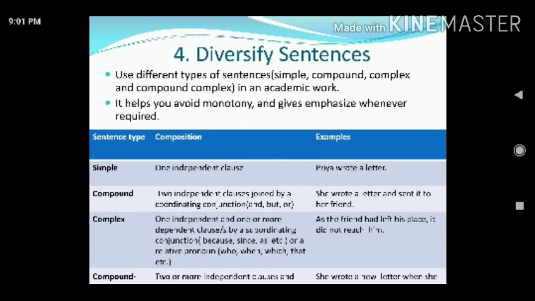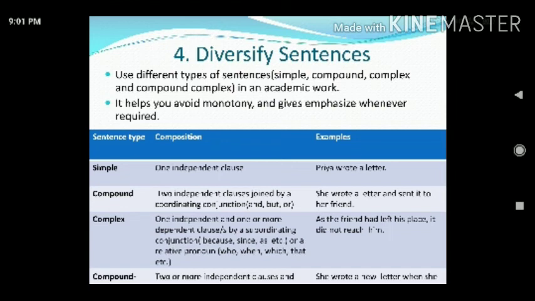The fourth element is diversify sentences. This means we have to use different types of sentences like simple sentences, compound sentences, complex sentence, and compound complex sentence in an academic work. It helps you avoid monotony and gives emphasis whenever required. Let me give you simple definitions of these sentences and examples.